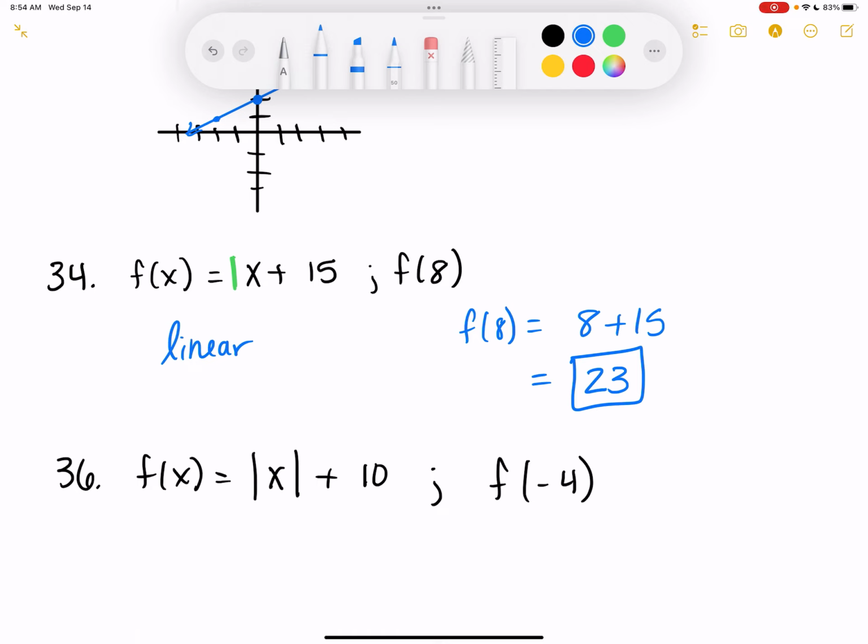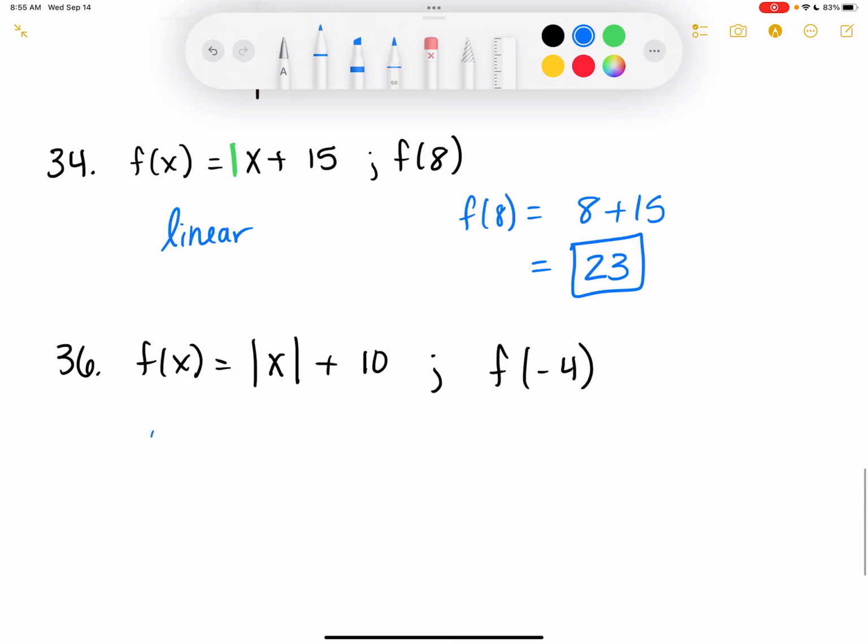Do y'all know what an absolute value graph looks like? I don't know when you learned that, that's why I'm asking. An absolute value graph is a V. In this case it's just shifted up 10, so if this is 10 here, it just looks like this. That's all that's happening with that. You don't have to graph them, I'm just doing it to show you. So this is not linear.